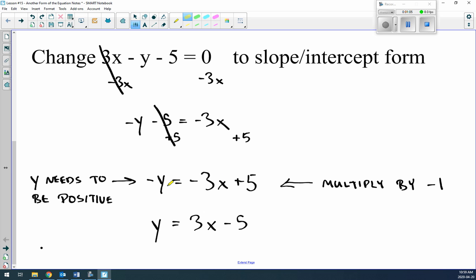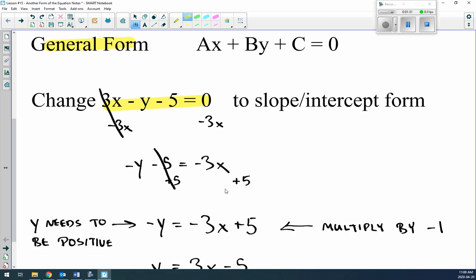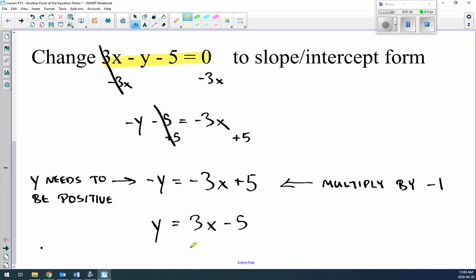Well, hey, that's already in y equals mx plus b form. No, it's not. Y needs to be positive for this to work. So what you can do is take this whole equation and multiply it by negative 1. Negative y times negative 1 will end up with positive y. Negative 3x times negative 1 is positive 3x, and positive 5 times negative 1 is negative 5. So there. What we've done is we've taken 3x minus y minus 5 equals 0 and rearranged it into slope-intercept form, so it ends up being y equals 3x minus 5.